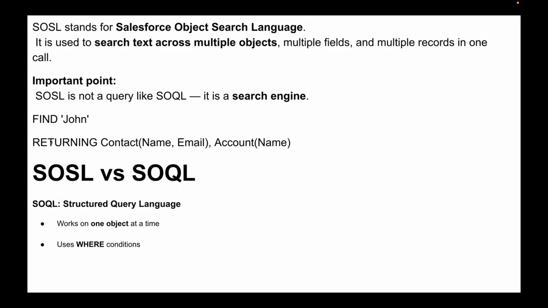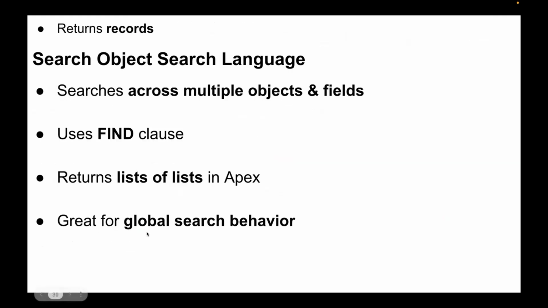So let's understand the difference between SOSL and SOQL. Even though I have described SOQL in a previous video in a better way, here it is just for understanding purposes. SOQL is Structured Object Query Language. It works on one object at a time, uses a where condition, and returns the records. Salesforce Object Search Language searches across multiple objects and fields, uses the find clause, returns a list of lists in Apex, and is great for global search behavior.